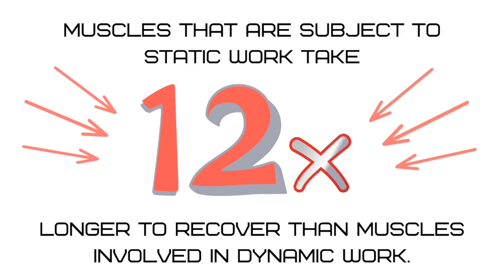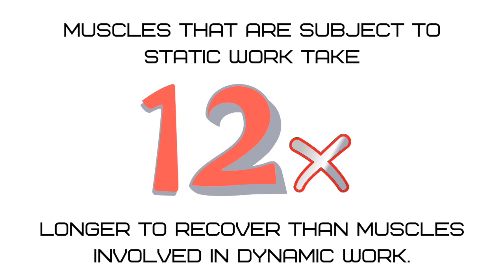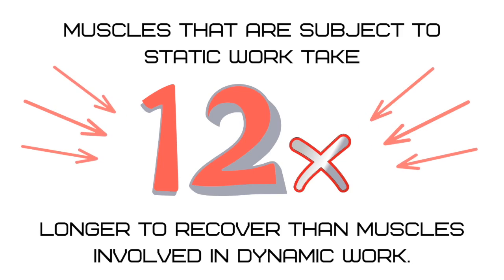In fact, muscles that are subject to static work take 12 times longer to recover than muscles that are engaged in active or dynamic usage. If you're a string player, that means that your left arm needs 12 times longer to recover than your right arm. If you're in marching band, it means that your upper body needs 12 times longer to recover than your lower body. The reason is because of blood flow. Muscles that are dynamic or active are constantly being replenished with fresh blood circulation carrying oxygen to these muscles, which means that your number one move for recovering muscles involved in static usage must be promoting circulation.